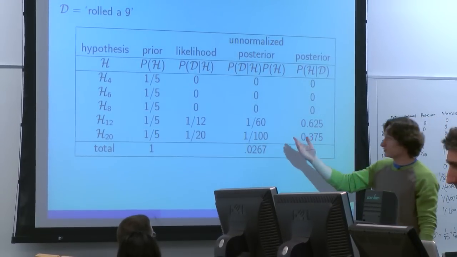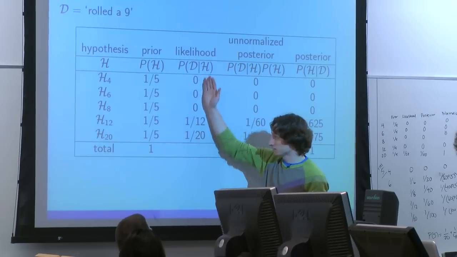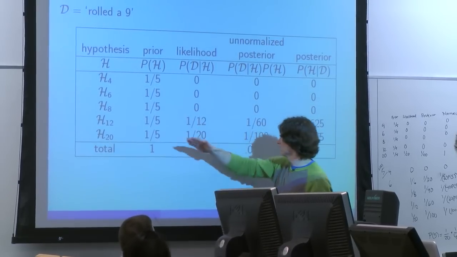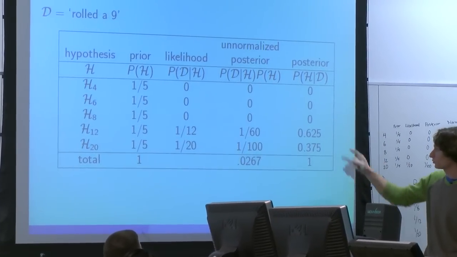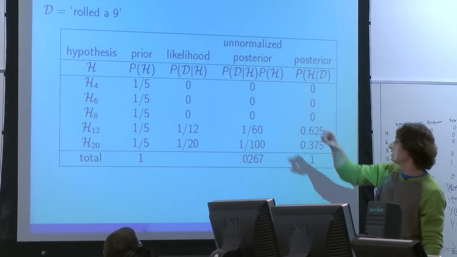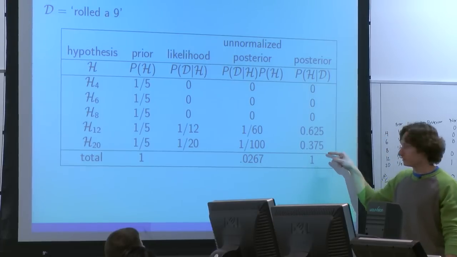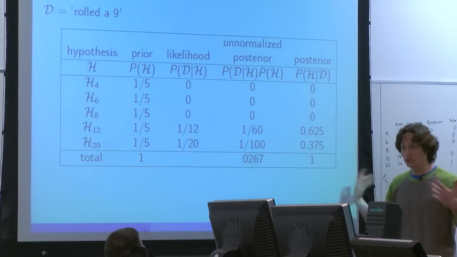Last one. So this is the same deal. Again, the likelihood function changes. The prior is the same. We go through the table. The only two possibilities are the 12 and 20-sided. And the 12-sided, given that you rolled a 9, is about twice as likely as the 20-sided, which should fit with your intuition, right?